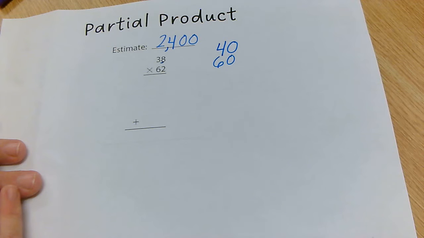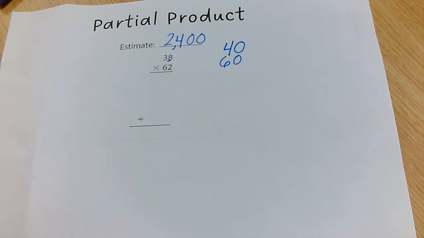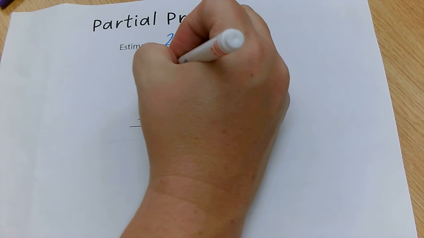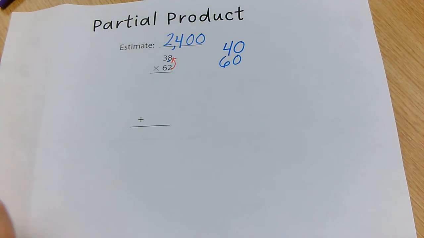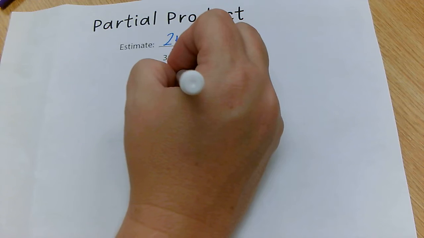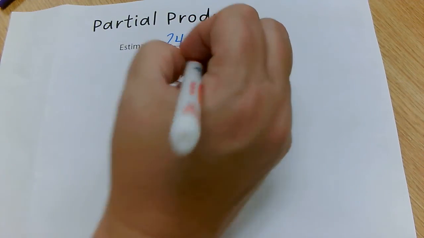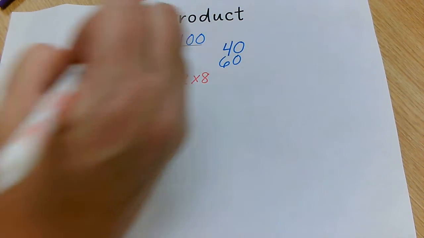Now we're going to do partial product to see if we get close to that answer. So first I'm going to multiply. I'm going to start here on the bottom. I'm going to multiply 2 times 8. 2 times 8 is going to give me 16.